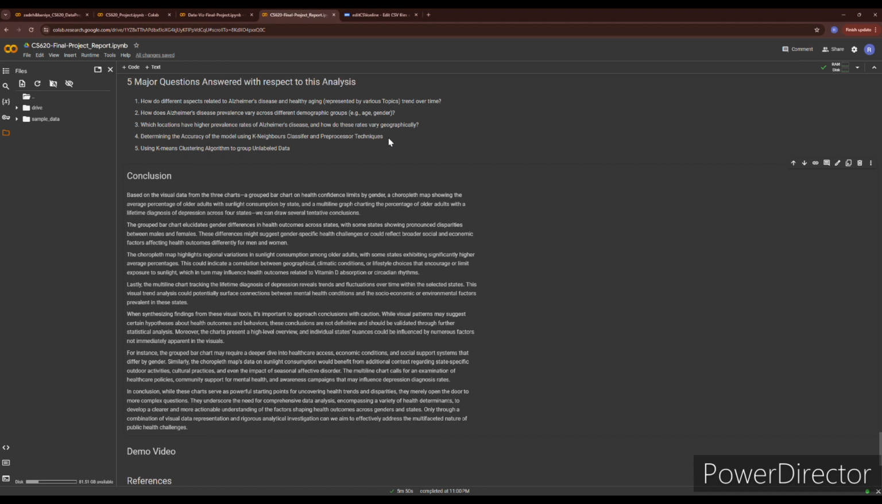Now the 2 main questions: determining the accuracy of the model using K-neighbors classifier. This K-neighbors classifier can determine a model's accuracy, and since we have a large data set and a lot of the data has come through surveys, we need to use more complex algorithms and more complex data-based algorithms which can classify the data in a more specific manner where we can get more accuracy.